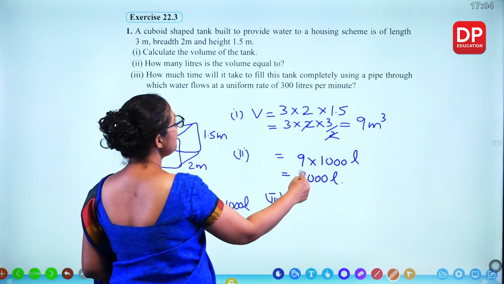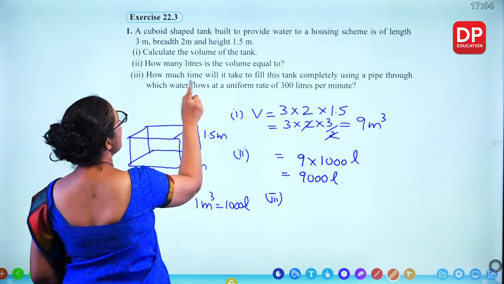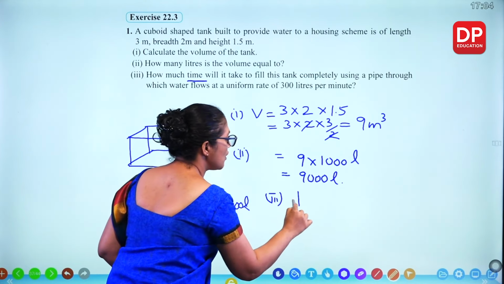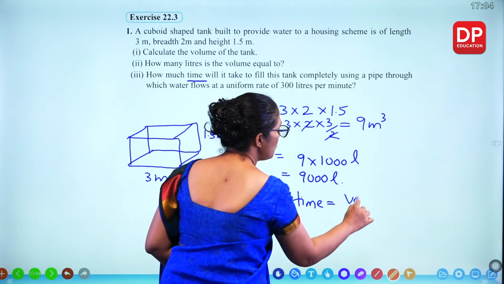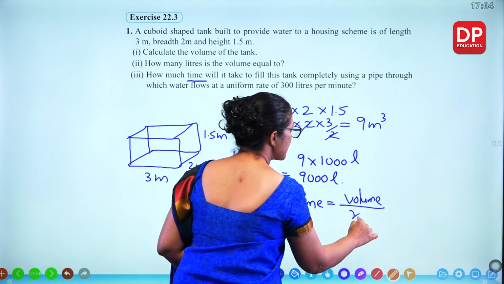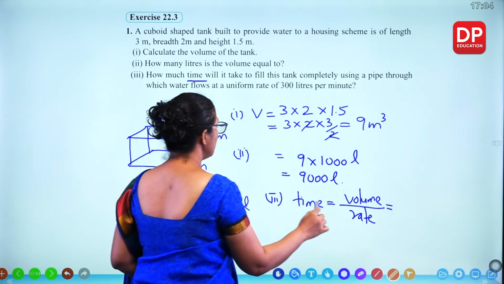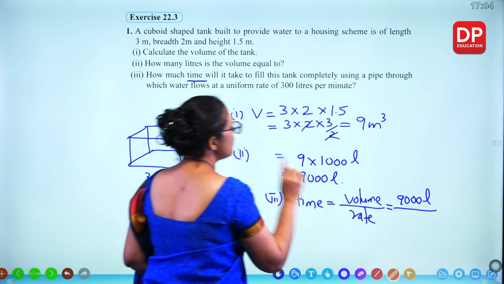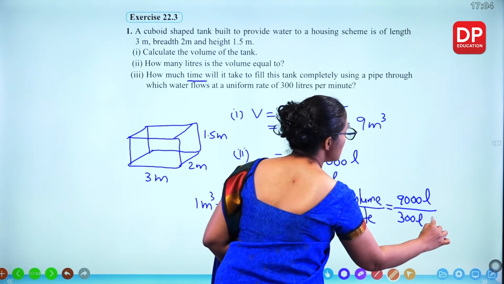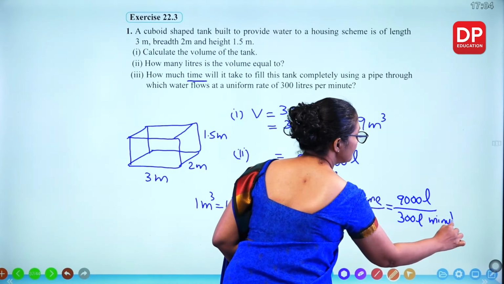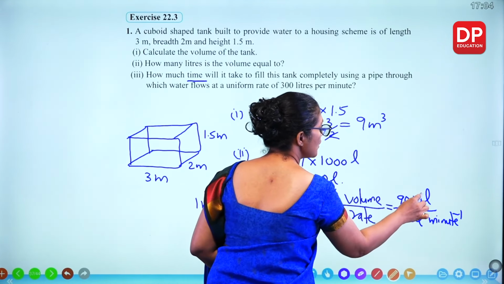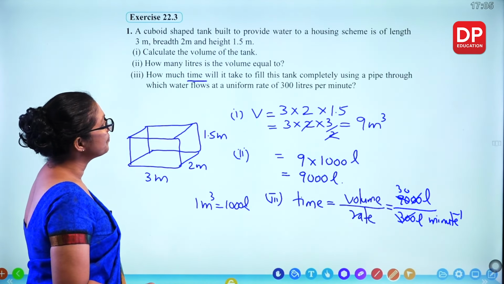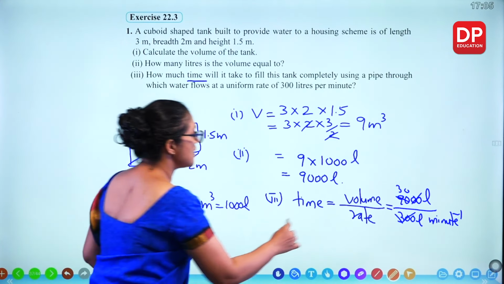So here you're asked to find out the time. So what's the formula? Rate equals volume over time. So what is time? Volume over rate. We know the volume is 9000 liters and the rate is given as 300 liters per minute. So the zeros get cancelled out. 3 with this you get 30. So what's the answer? 30 minutes is the answer.